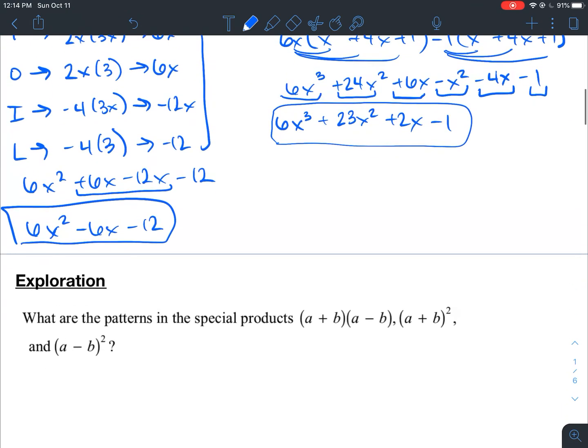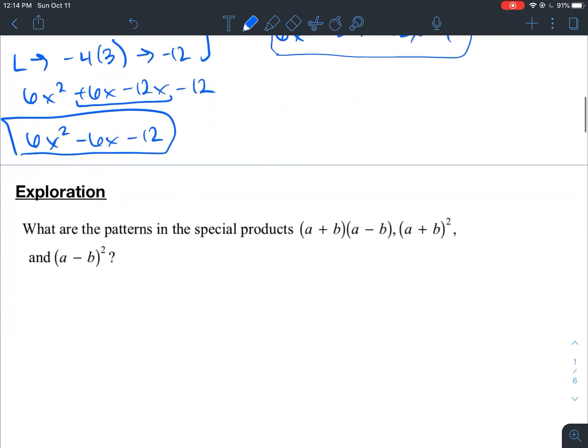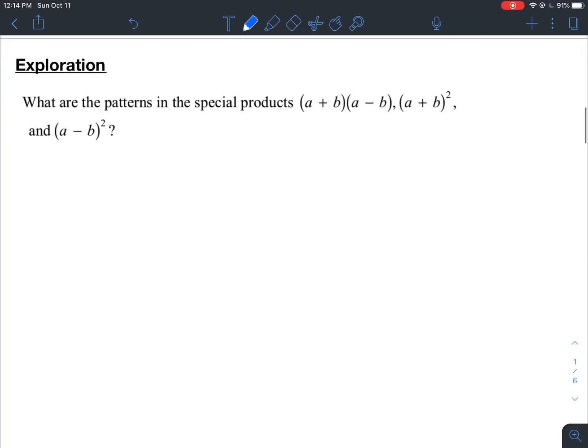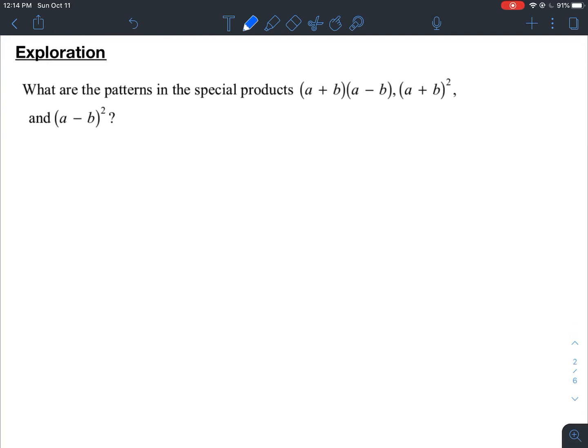So hopefully we freshened up a little bit on your previous knowledge. So let's try and expand on that and explore some new ideas. Again, these might be things that you're familiar with, but we're going to look for some patterns. Okay, so the first pattern we want to look at is a plus b times a minus b. So we're going to be multiplying binomials.